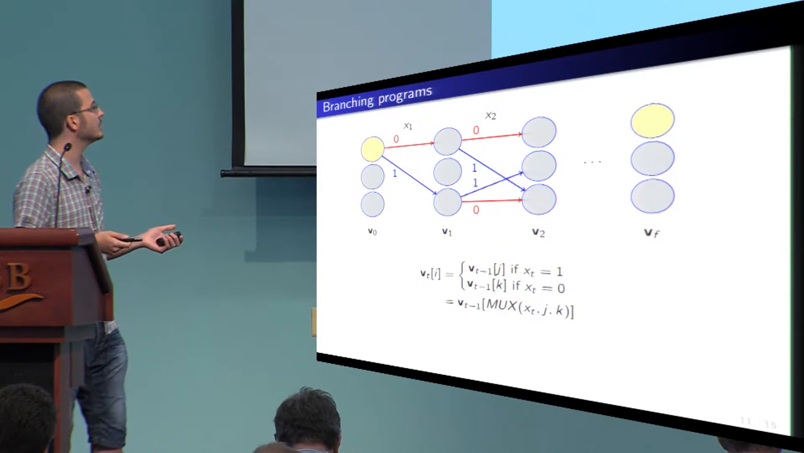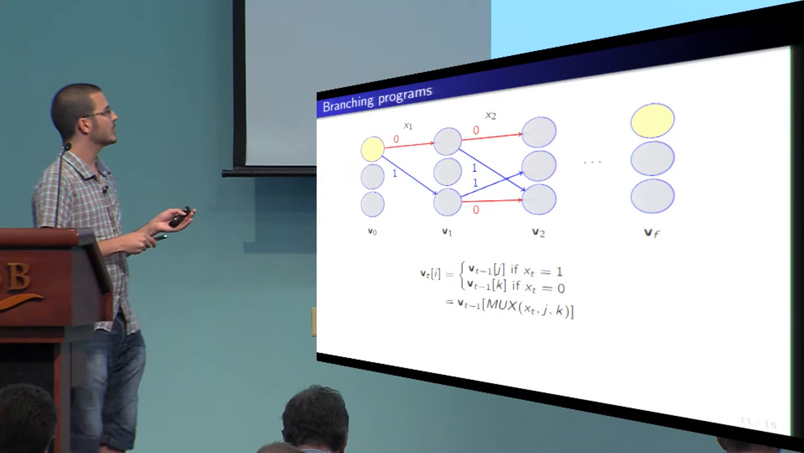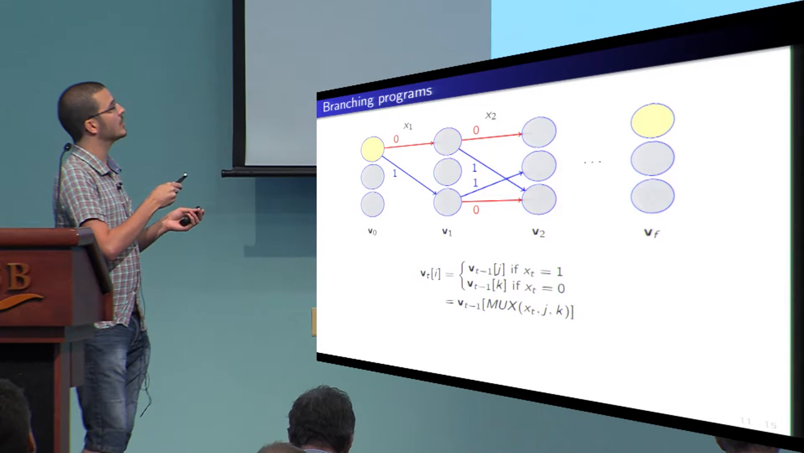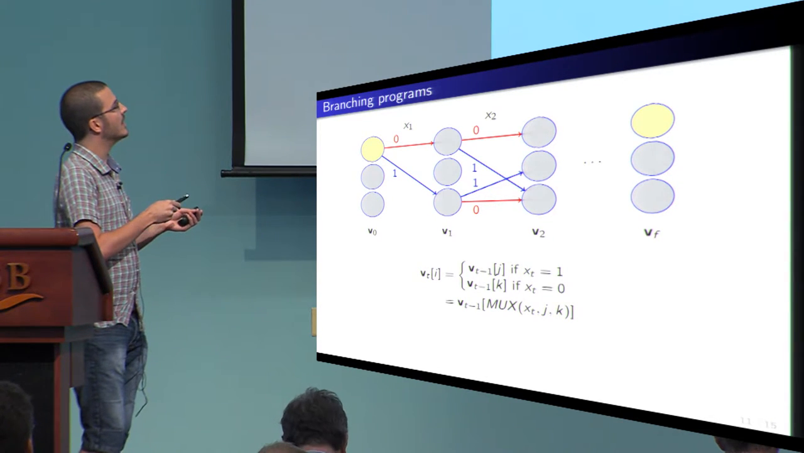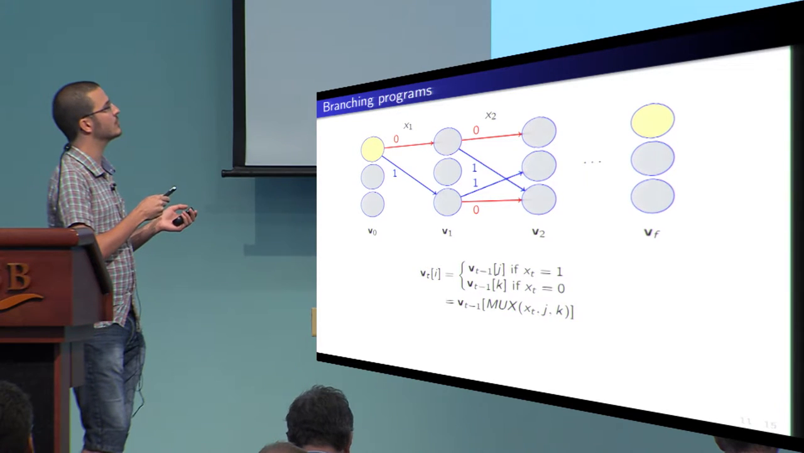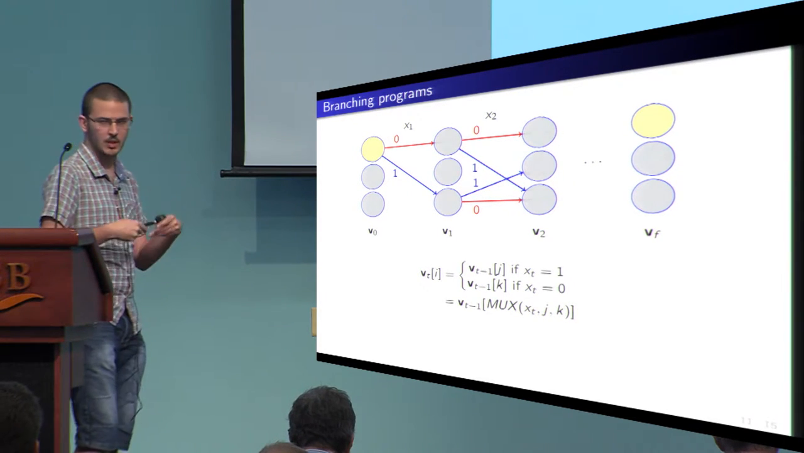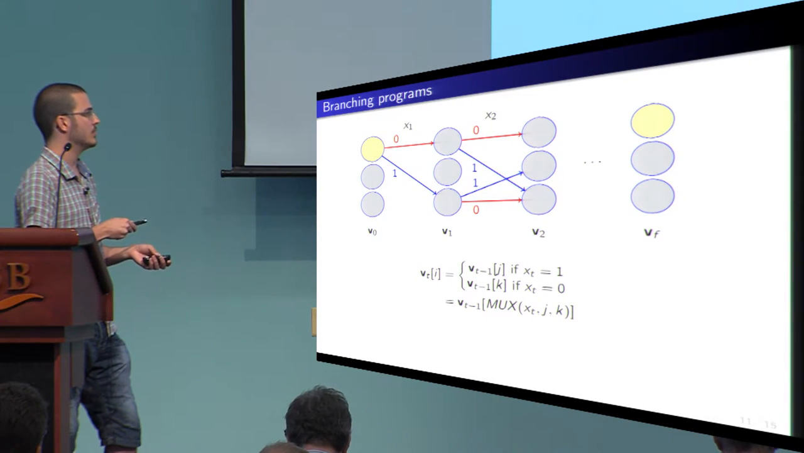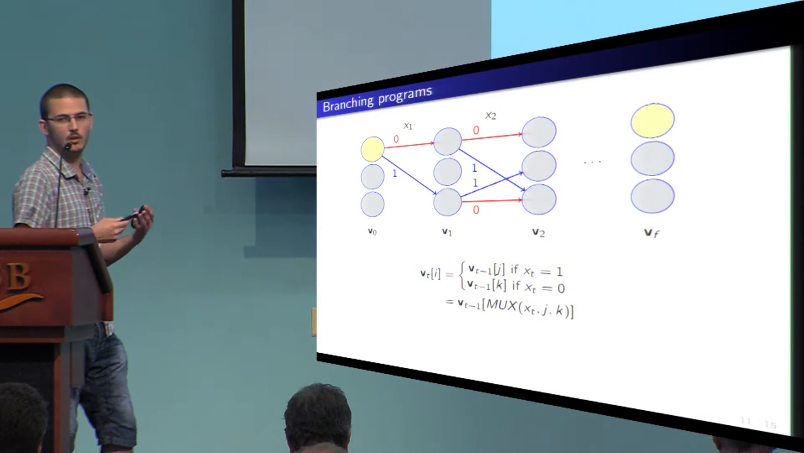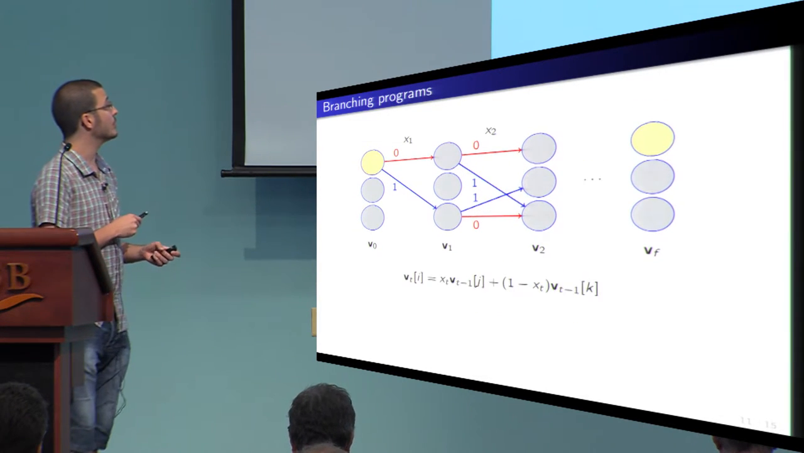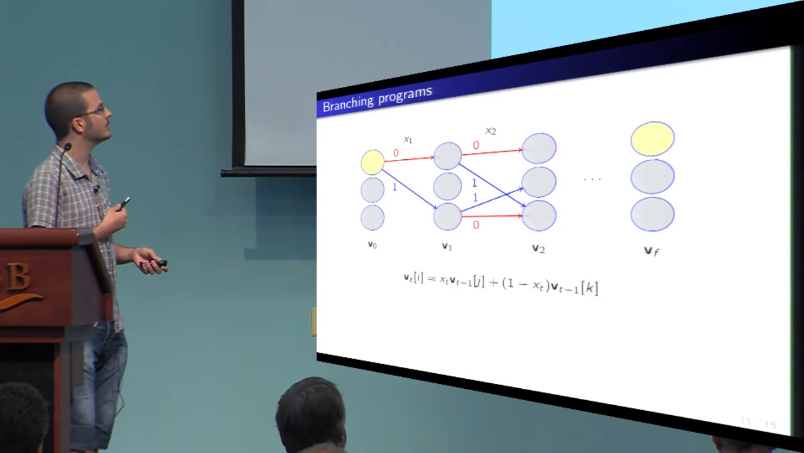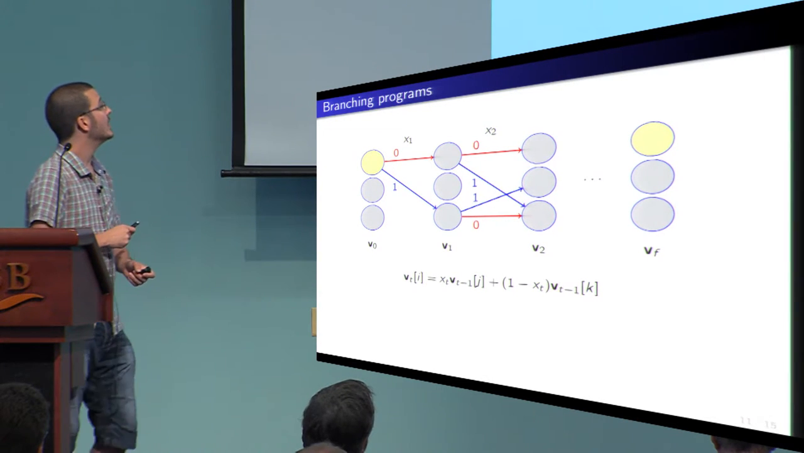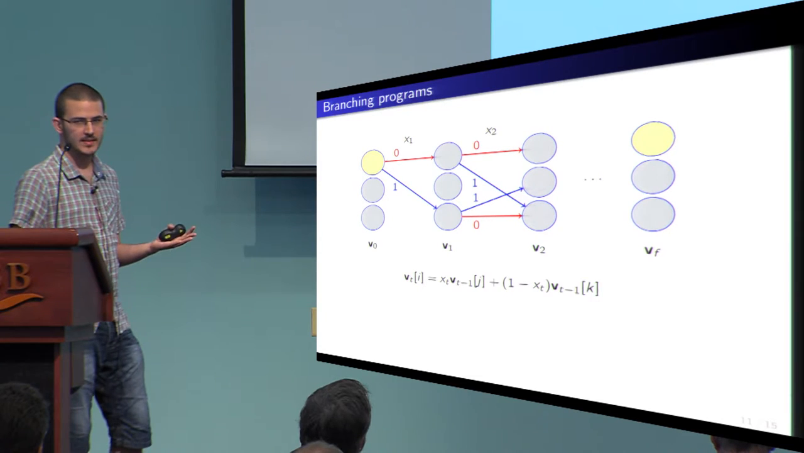So how do we write this down? This is a multiplexer. So let's say that Vt of I will be this state. It will be equal to this one if X2 is equal to 1, and it will be equal to this one if X2 is equal to 0. We follow the incoming arrows, which is to say that Vt is a multiplexer of the choice variable and the two previous locations. So this can be rewritten as a polynomial equation, like xt times Vt minus 1 plus (1 minus xt) times Vt minus 1.